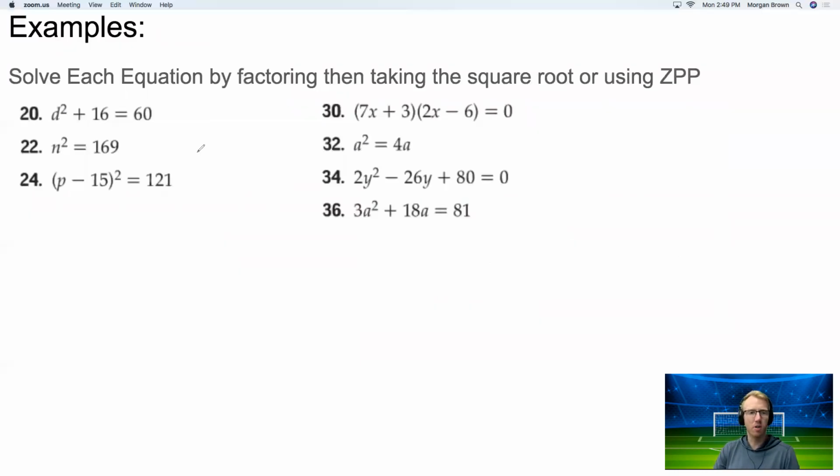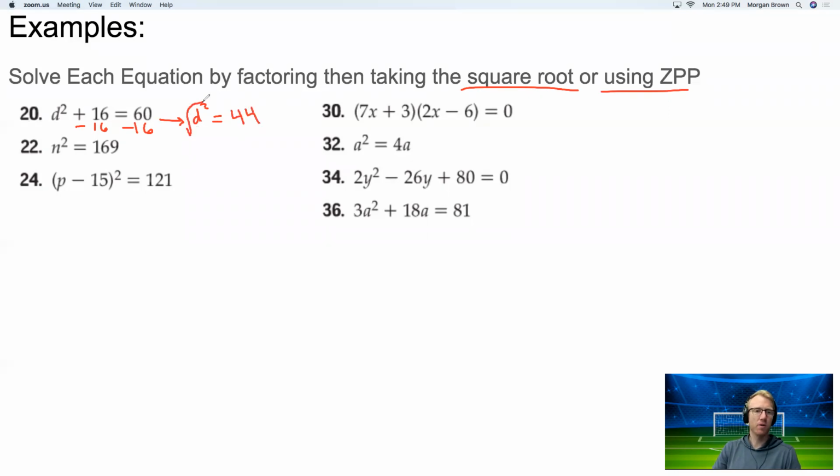So to use the zero product property, or take a square root, depending on what you have, you try to get this thing equal to 0 or with a squared by itself. So here's an example. We could subtract 16 on both sides. And then we're going to have d squared equals 60 minus 16. What does that equal? 44.